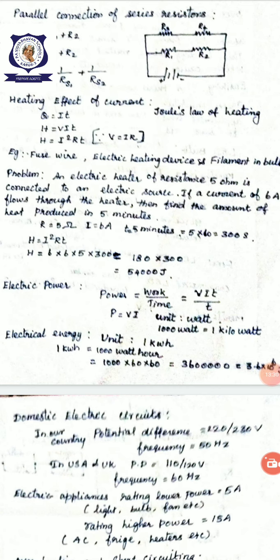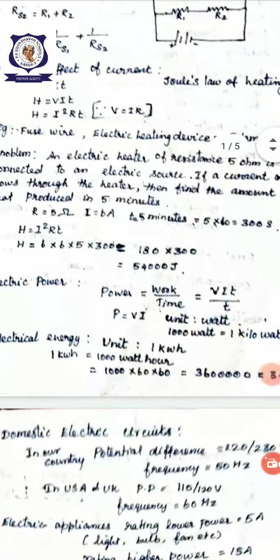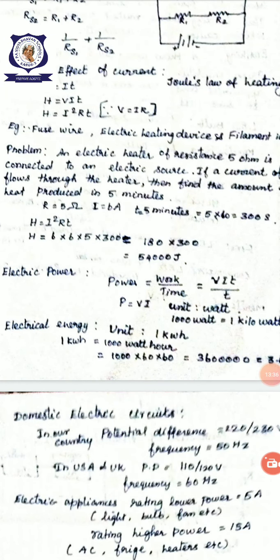According to Joule's law of heating, the heat produced is H equal to I square RT, where I is the current flowing in the circuit, R is the resistance, and T is the time of flow of current. Here R is 5 ohm and I is 6 amperes. The time taken is 5 minutes, so this should be converted to seconds. 5 into 60 is 300 seconds. So 5 minutes is equal to 300 seconds.